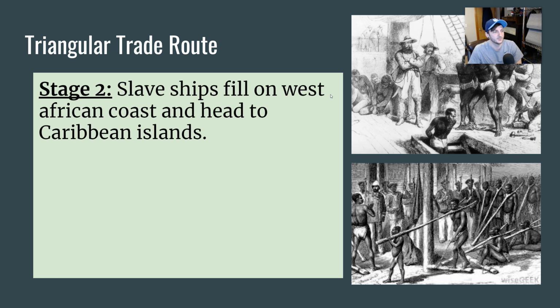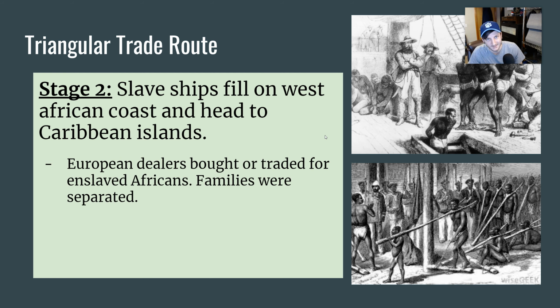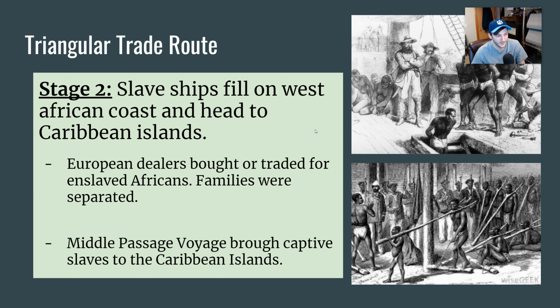Stage two, slave ships fill on the West African coast and head to the Caribbean islands or the West Indies. So European dealers bought or traded for enslaved Africans, and many, as you can imagine, families were separated. The Middle Passage voyage brought captive slaves to the Caribbean islands. As you can see on these images here, there were terrible, awful conditions that these people underwent, and I'd say near 20% did not make the voyage, whether it's from famine, abuse, or suicide.